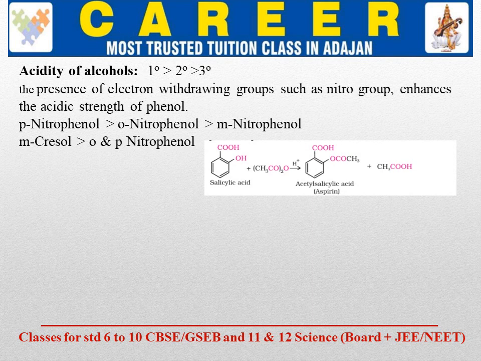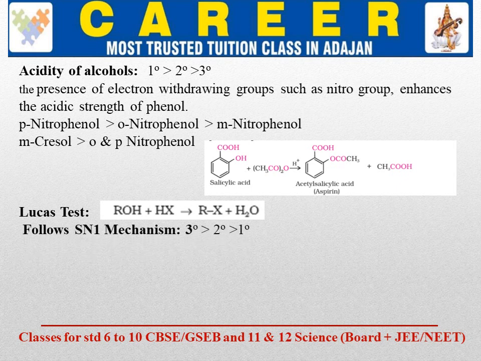Salicylic acid on reaction with acetic anhydride gets converted into aspirin or acetylsalicylic acid, which is used in the treatment of headache and fever, and prevents the coagulation of blood. Lucas test: alcohol reacts with HX in the presence of anhydrous ZnCl2 to give RX plus H2O. This reaction follows the SN1 mechanism, and tertiary alcohol reacts faster than secondary, then primary. In the case of dehydration, tertiary is far more reactive than secondary, then primary.